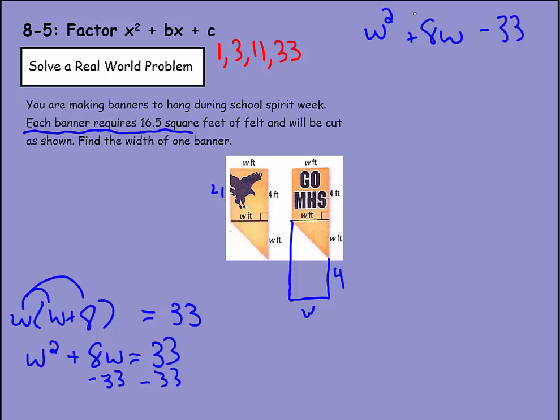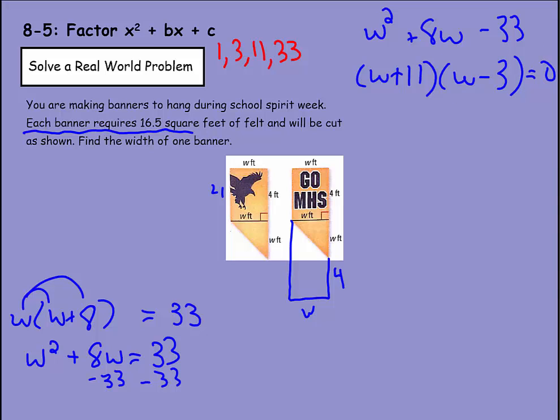Since the sum is positive 8, I'm looking for a positive factor that is 8 larger than the negative factor. Well, I see 11 is 8 larger than 3. So if I write my factors out, it would be W plus 11, because the sum is positive, and that's bigger, and then W minus 3. And that needs to equal 0.